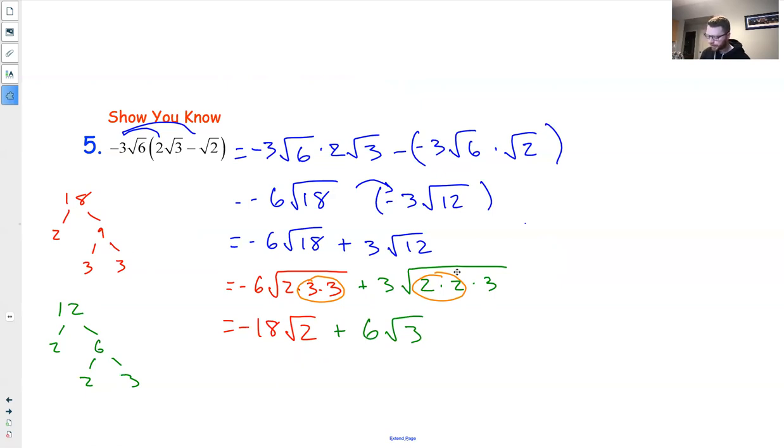Okay, and that is as fully simplified as we can get this term because, again, we need our radicand to have the same value to further simplify.